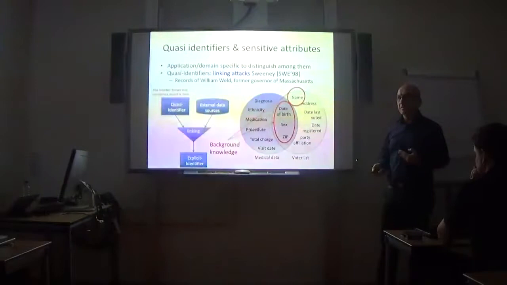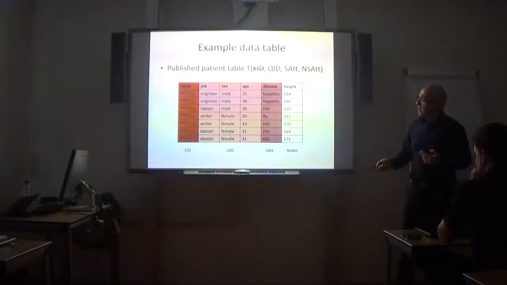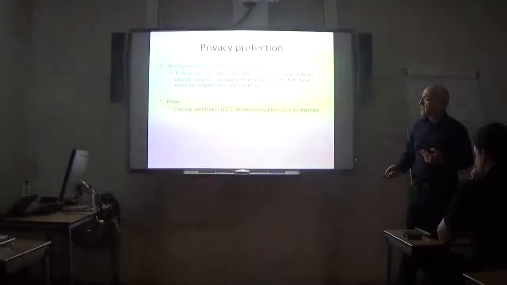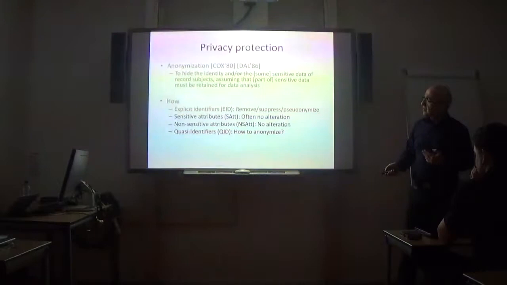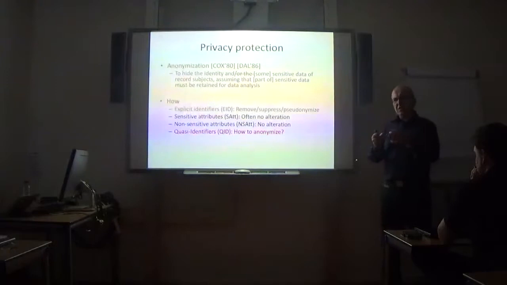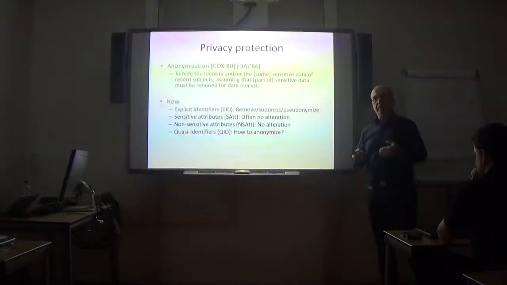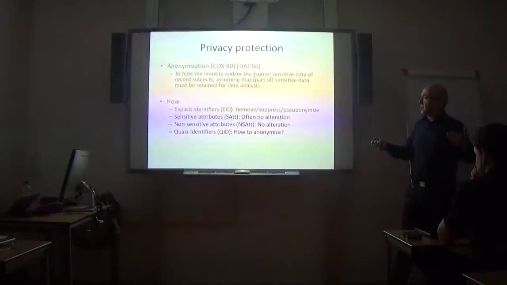So what are the techniques that you can apply for quasi identifiers? In the literature, you can find many of them. For quasi identifiers, I will give them on the next slide. For sensitive attributes, you try not to change them. You don't manipulate them too much because the purpose of sharing is to let others make use of this information. Non-sensitive attributes are not privacy sensitive, so you don't change them. And then for quasi identifiers, what do you do?